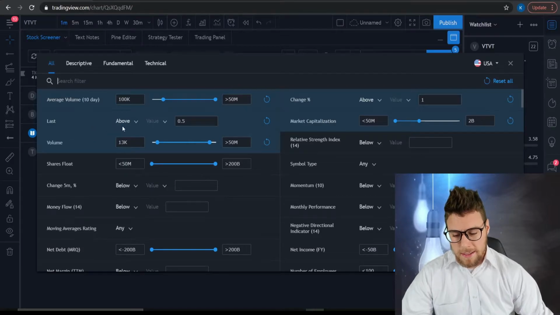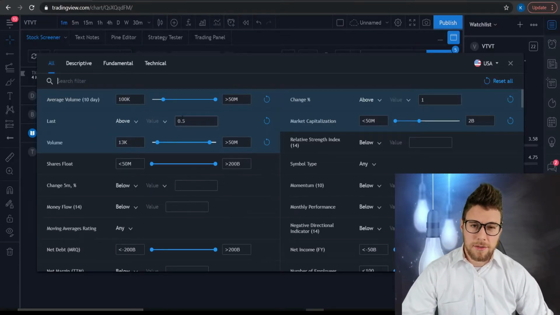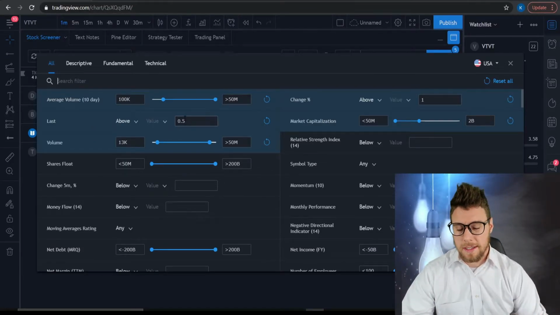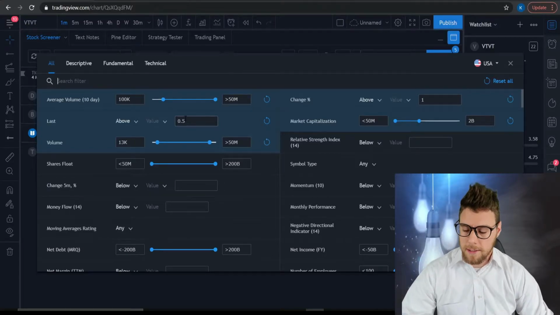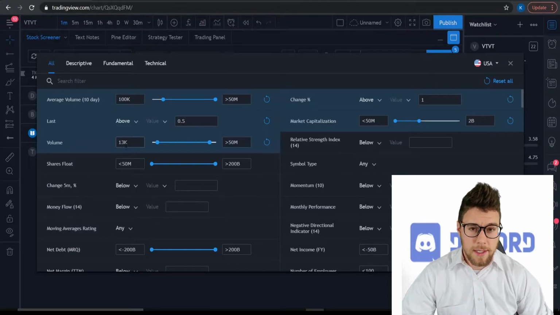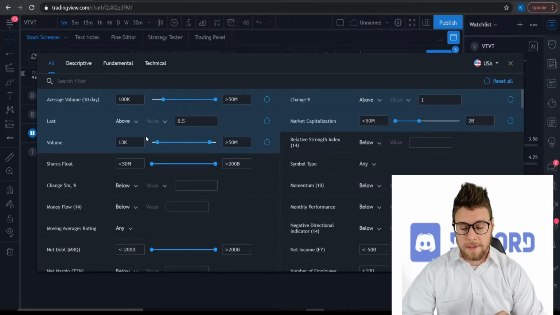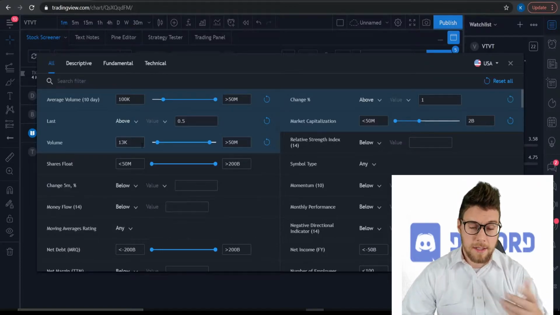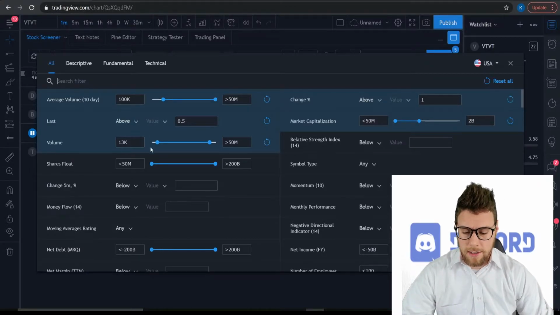I like to see the price above 50 cents. I don't really like to trade anything below 50 cents. Ideally, I prefer it to be over $1. Anything from 50 cents and up is what we're looking for. For volume, I'm looking for at least 13,000 shares traded, and I'll tell you why this is specifically for this scan. I'm looking for at least 13,000 shares traded and a maximum of 50 million shares traded or higher, or you could set it higher.